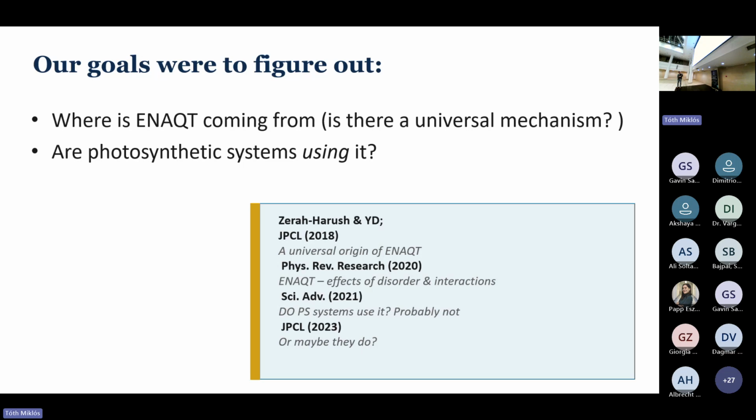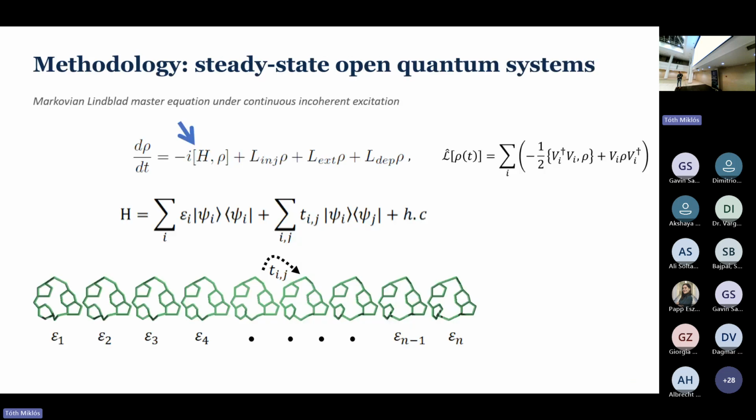And what we wanted to ask is, first of all, where is this effect coming from? What is the general mechanism for environment-assisted quantum transport? Can we have a universal explanation for all systems exhibiting this kind of behavior? And second, do photosynthetic systems really use it? The answers to these questions are in this set of papers that goes on for a few years. Just a brief mention about methodology. Being theorists, we go to the lowest level theory that can capture the physics that we're interested in.